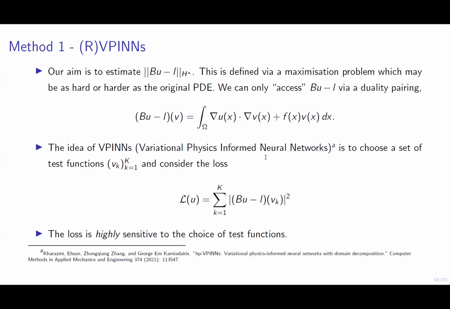So one of the approaches is to think, okay, we want to estimate the dual norm of this guy. But the problem is Bu minus L, this is something which lives in the dual space. And in principle, we can only access this guy by making it act on test functions. We can't assign it pointwise values, for example. And we could, but this is solving a PDE itself at the same time, right?